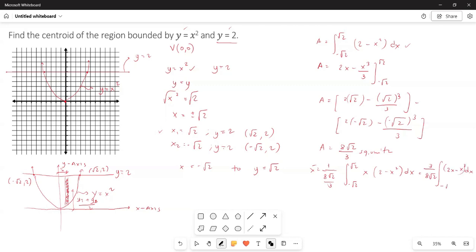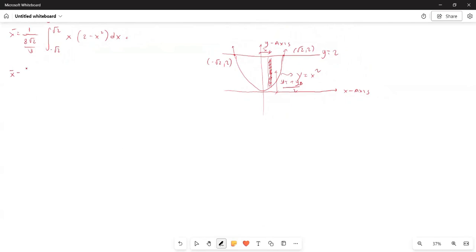Yung limit natin is negative square root of 2, positive square root of 2. So integrate natin, x bar is equal to 3 over 8 square root of 2. Integral ng 2x is just 2x squared over 2 minus x raised to 4 over 4 from negative square root of 2 to square root of 2. Okay. We have x bar is equal to 3 over 8 square root of 2. Yung limit natin na 2 o yung negative square root of 2 tapos square root of 2.